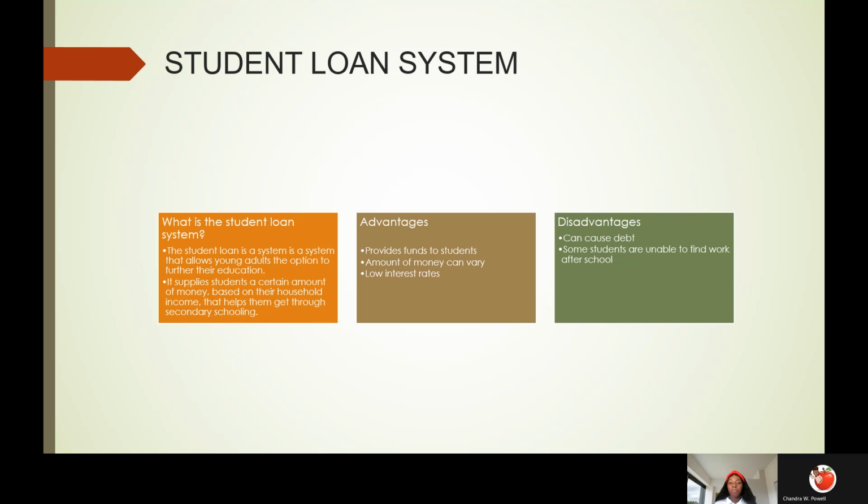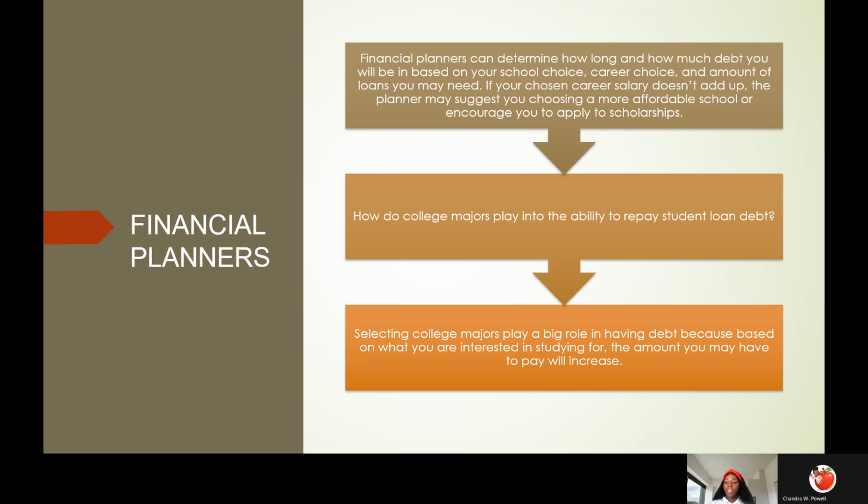What is the student loan system, you may ask? The student loan system basically funds children who are trying to further their education so that they're able to get into a career. Some advantages of the student loan system are that they fund students. The amount of money they fund may vary based on your household income, and they have low interest rates. Some disadvantages can be that it causes debt, and sometimes students are unable to pay back their debt because they don't finish school or they can't fund school.